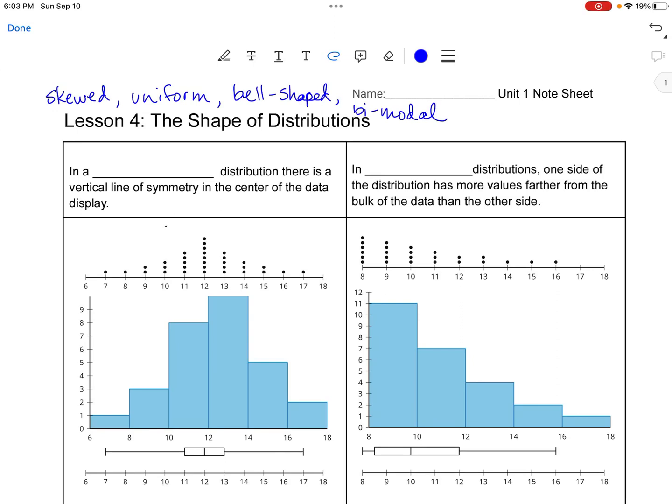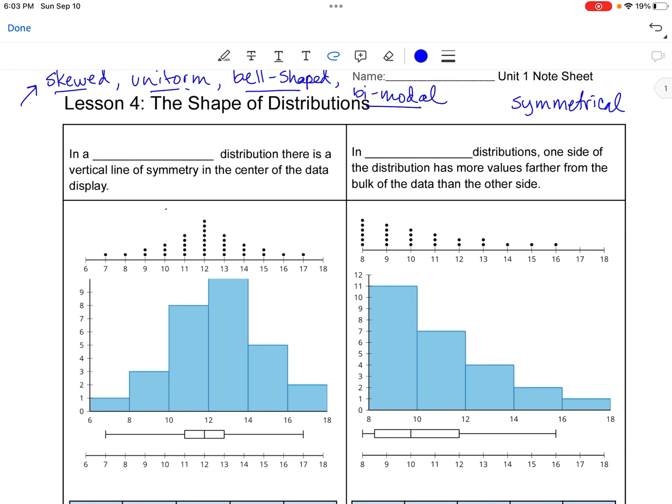Lesson 4, the shape of distributions. In class we did a worksheet where we learned that there were 4 different names we could use to describe the shape of data, how data is distributed: skewed, uniform, bell-shaped, and bimodal. And then we also had a 5th name, symmetrical.